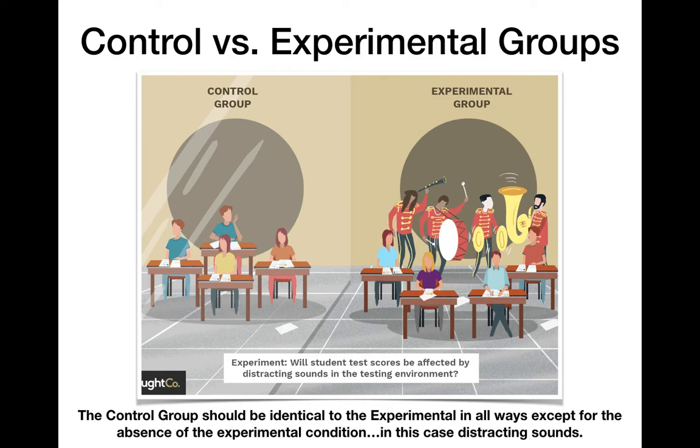Well, I want to see what's going to affect their testing scores, so I have to give them both the same test, same amount of time, same kind of students. But people are really complicated, and how they do on tests is not just caused by one thing. So I need to have a control group, see how they're going to score as a group without any noise to compare to the group with noise. So a good way to think of it is that the control group is identical to the experimental group in all ways except for the absence of the experimental condition or the independent variable, which in this case is the distracting sounds.